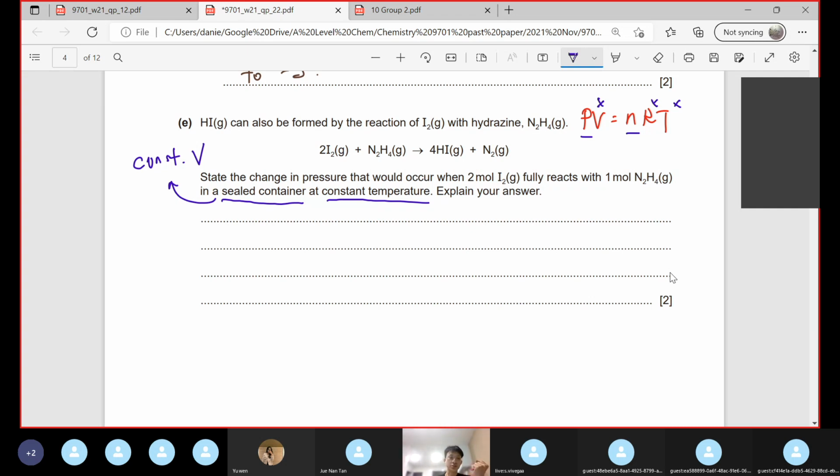in the reaction mixture. Initially it is 2 mole reacted with 1 mole, right? So 2 plus 1, total 3 mole of the reactants. Then what happens to the product? 4 plus 1. So we have 5 mole at the product, 3 mole at the reactant. So 3 to 5, it shows an increase, right? So when the number of mole of gases increases, what happens to the pressure? Increases as well. Okay, yeah.